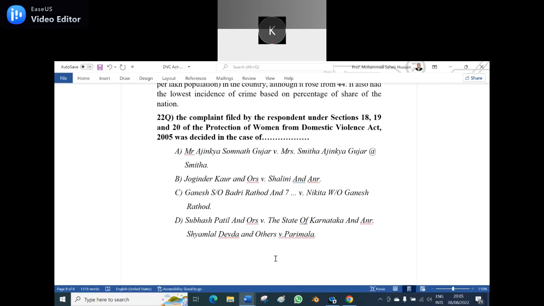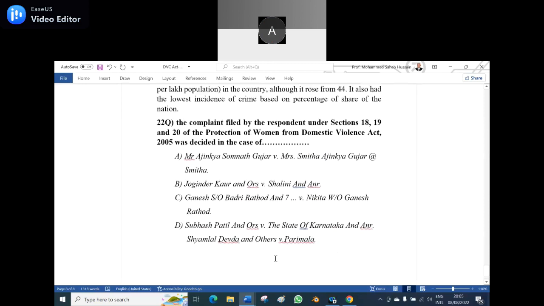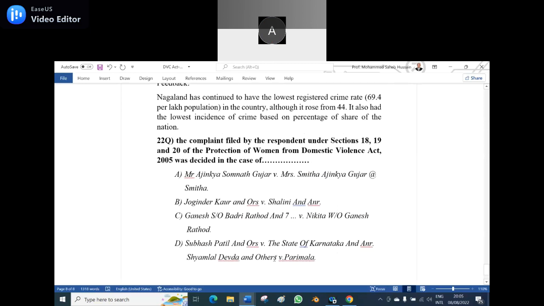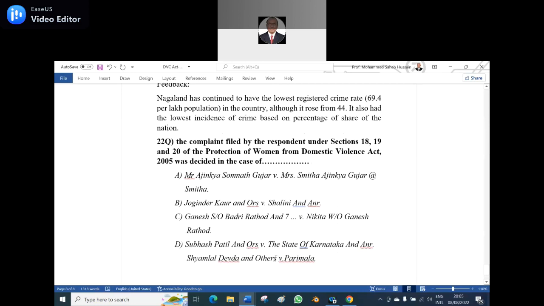Option C, sir, Ganesh, son of Badri. I think I committed something wrong here. Because this is Pramila Kesla. Here, see D. Actually, I should remove this one, then I have to drag this one. Shamlal Devda and others versus Parimala. This is the Parimala case, Shamlal Devda and others. It is the 2020 case.